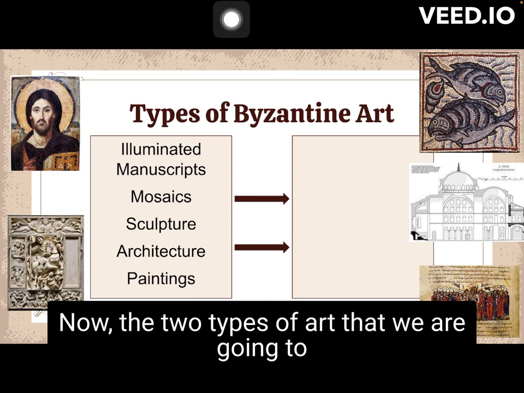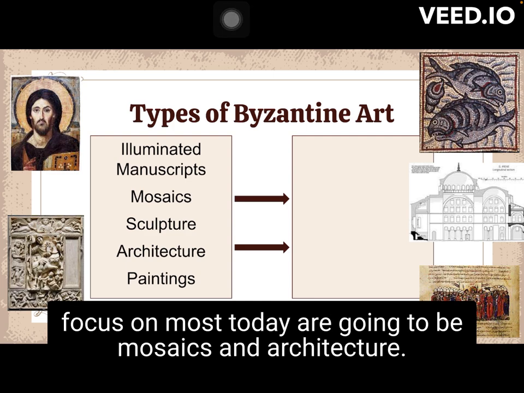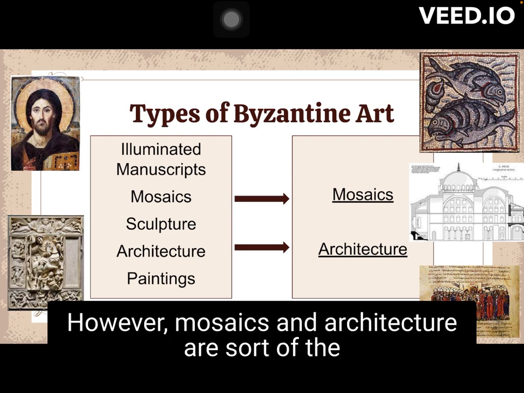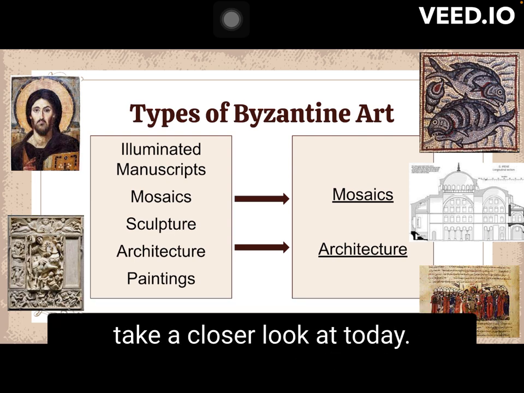Now, the two types of art that we are going to focus on most today are going to be mosaics and architecture. So all of them were relevant, all of them were seen. However, mosaics and architecture are the two dominant ones that we are going to take a closer look at today.